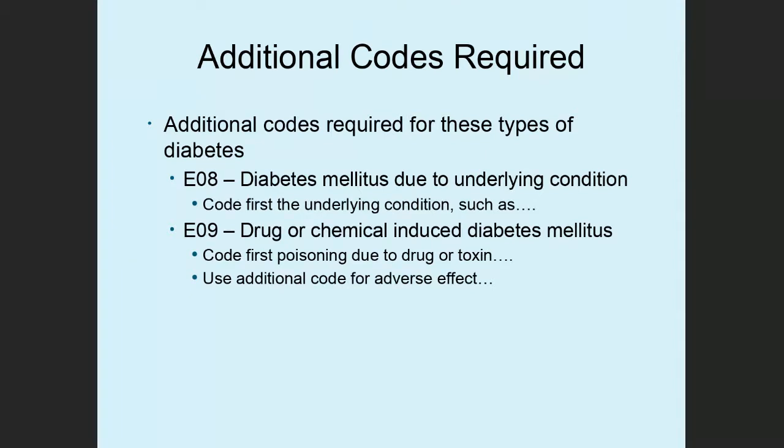E09, drug chemical induced diabetes mellitus. If it's a poisoning, and you're going to use the specific drug, then the poisoning code is listed first and then the E09. If it's an adverse effect, then you're going to use the E09 first and then the adverse effect. So it depends. These are the rules that they have for poisoning and adverse effects. So it's just following those same rules.